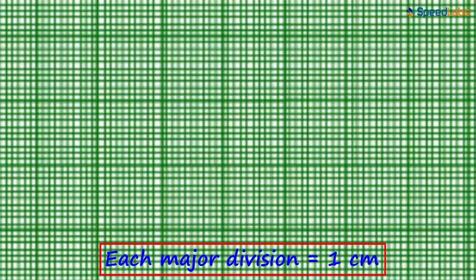A graph paper looks something like this. You can see a few thick lines and a few thin ones. Two consecutive thick lines form a major division. This is a major division, this is a major division, and even this is a major division. Each major division on the graph paper equals 1 centimeter, horizontally as well as vertically.